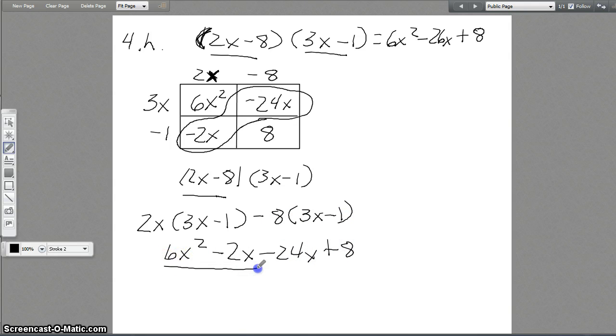Notice that these two terms here are what we had in our first column up above, and these two terms here are what we had in our second column up above. So it works out the same way no matter which way you choose to do it. Now these middle two terms can be combined because they are both x terms, so we get 6x squared minus 26x plus 8. Like I said, either way works. Use the way that works best for you.